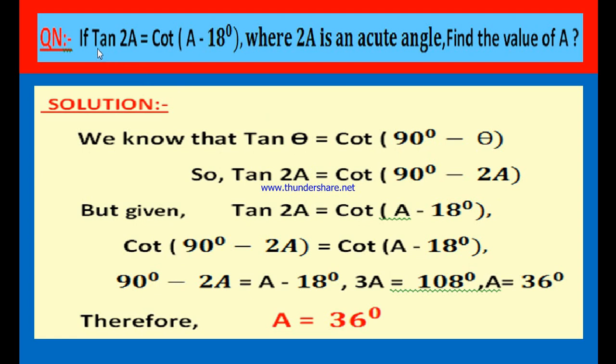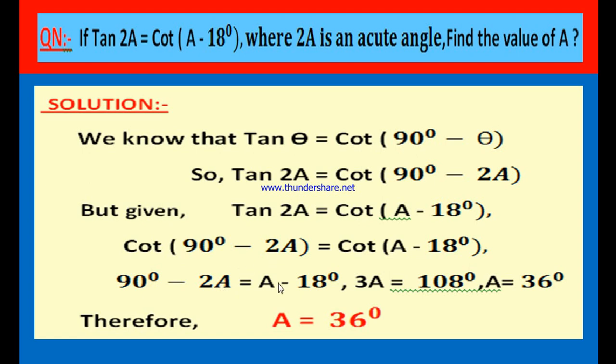Now what is given? The given equation is tan 2A is equal to cot (A minus 18 degrees). But we just got that tan 2A is equal to cot (90 degrees minus 2A). Therefore, cot (90 degrees minus 2A) is equal to cot (A minus 18 degrees). On both sides we have the same trigonometrical ratio, therefore cancel it. Then 90 degrees minus 2A is equal to A minus 18.